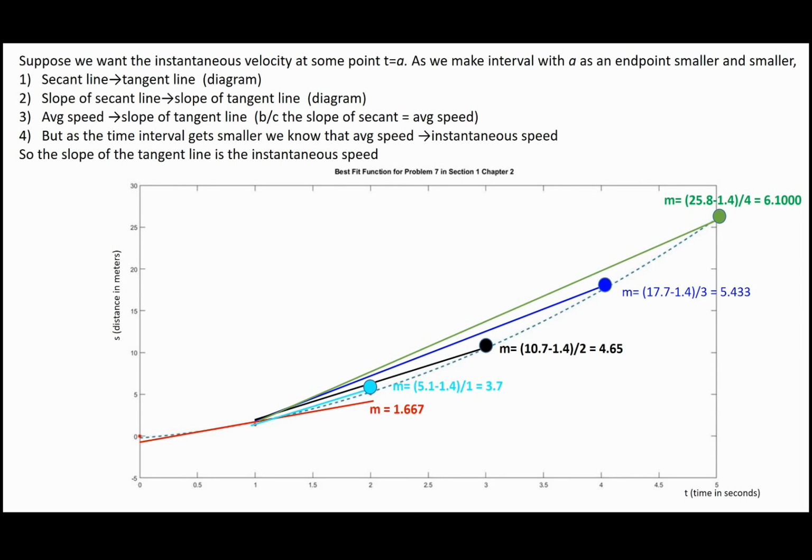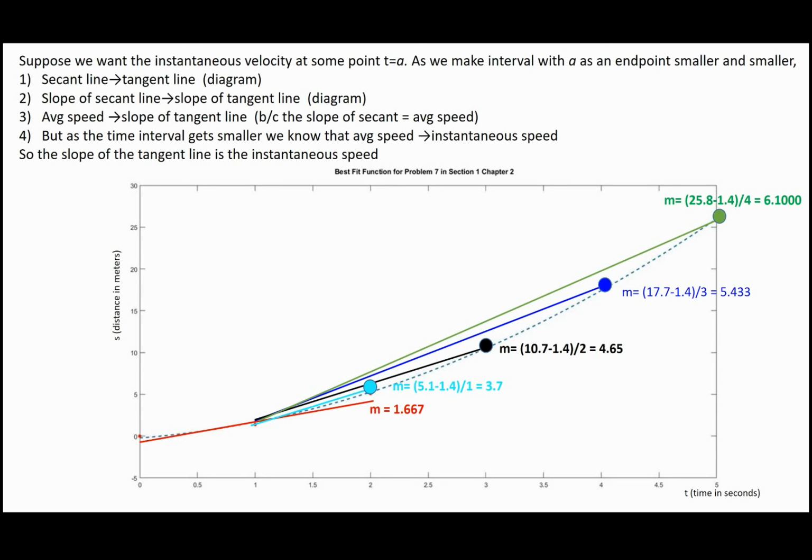Okay, so here I want the instantaneous velocity at some point t equal to, instead of a, I'm going to have 1. And so I'm looking at these intervals where a is going to be the left-hand endpoint. I'm going to make the interval smaller and smaller. And here's what I see. The secant lines converge to the tangent line. I see that from the diagram, which means the slope of the secant line converges to the slope of the tangent line. But I know the slope of the secant line is the average speed. So I know that the average speeds converge to the slope of the tangent line.